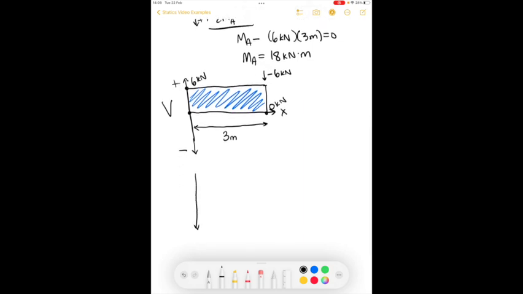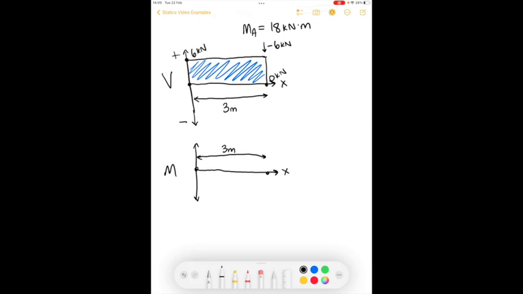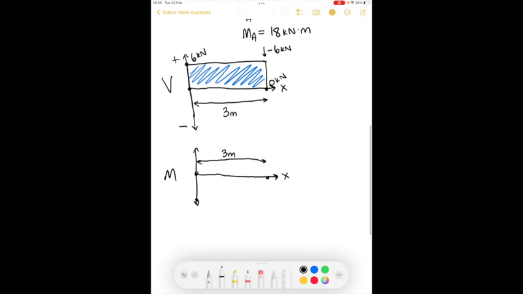Now I can take that information and create a moment diagram. So I use the same x-axis that has a length of 3 meters. And same thing, I'm going to start with what I know. I know that over here we solved that the moment about the point A is equal to 18. In fact, it's a negative moment. Now, why is it negative?